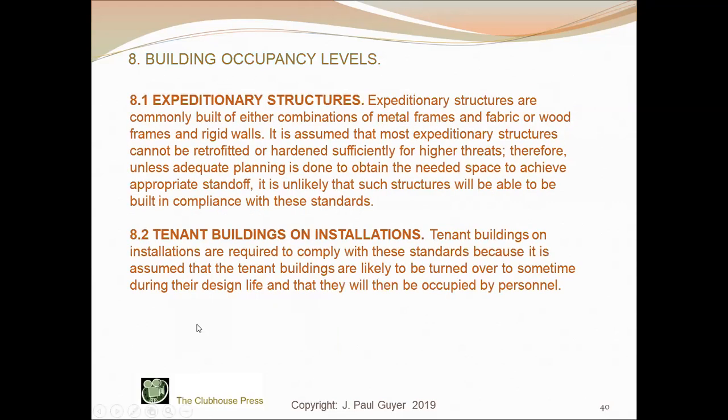Now the expeditionary structures, these are, as I indicated, the temporary type structures that are in Appendix A. Let me see now. Hang on just a second. Appendix A. Let me flip to the end and see if I included the Appendix A in these slides, and I don't think I did.